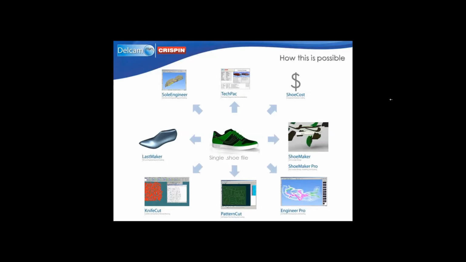For example, opening the file in ShoeMaker will automatically access the 3D shoe design information required to produce a 3D model, and opening the same file in Delcam CRISPIN Engineer Pro will automatically use the 3D shoe design to generate a 2D pattern, so you only need to worry about adding the finishing touches. Furthermore, if you don't purchase all the software at the beginning, the .shoe file you create still contains all the information you need downstream should you choose to purchase the additional software from Delcam CRISPIN at a later date.